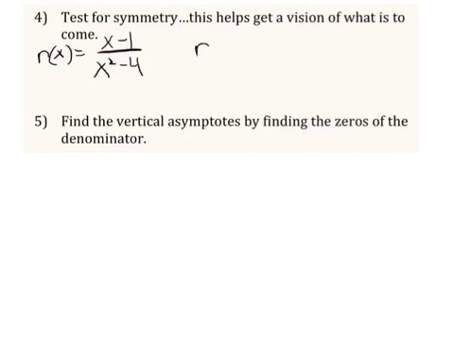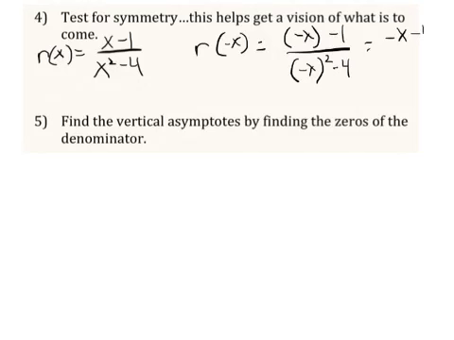So I say, alright, well then what would r of negative x be? Well, that'd be negative x minus 1 over negative x squared minus 4. That becomes negative x minus 1 over x squared minus 4. So we didn't change anything, so it's neither. Okay, so it's not going to have symmetry about the y-axis, and it's definitely not going to have symmetry about the origin.